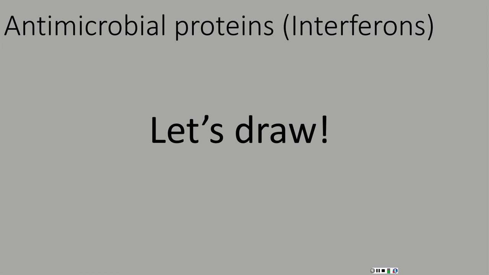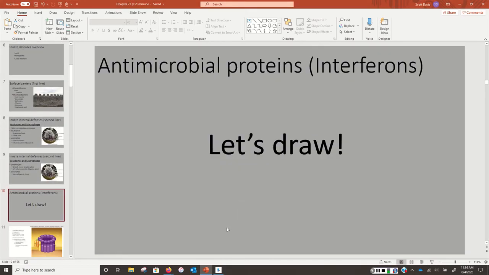Now let's look a little smaller. Now we're going to start to talk about some of the proteins involved in the innate immune system, and we're going to talk about some different types of antimicrobial proteins. First, we're going to talk about something called interferons. And interferons are a class of proteins that are helpful in preventing virus activity. So let's draw how interferons work.